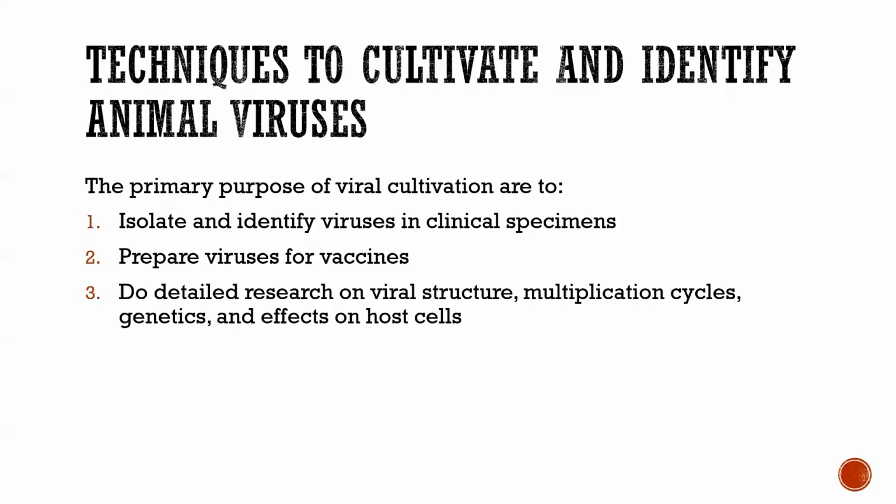The primary purposes for wanting to culture viruses are to isolate and identify viruses in clinical specimens. If you want to determine what sort of infection is affecting your patient, you would need to isolate it and identify it. Another reason for viral cultivation is preparation of viruses for vaccines. It can be whole viruses or attenuated viruses or viral components, but whatever it is, we have to prepare them and use them as vaccines.